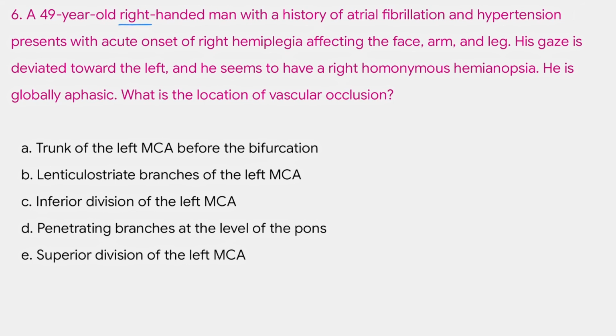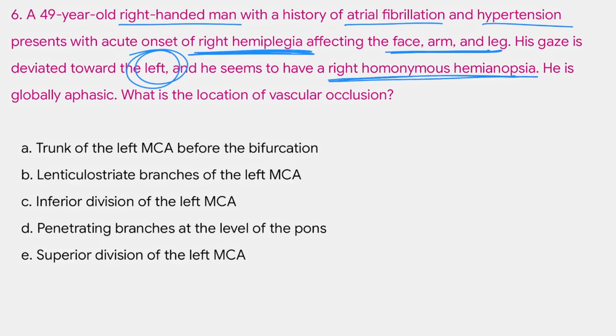Let's do this a bit quick. Right-handed man, history of atrial fibrillation and hypertension. He has right hemiplegia affecting face, arm, and leg. His gaze is deviated towards the left, and he seems to have right homonymous hemianopia. He is globally aphasic. What is the location of the vascular occlusion? Now, this is very simple. Since it's a right-sided homonymous hemianopia, the lesion would be on the left side. All the options say left side, and the patient is globally aphasic, so it has to be the trunk of the MCA before the bifurcation.